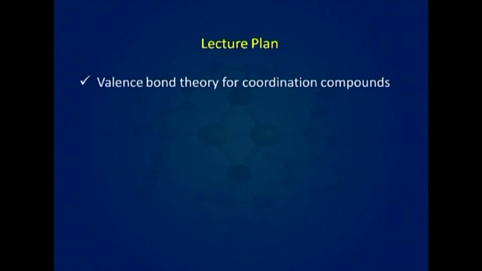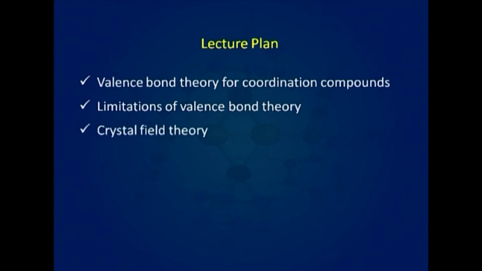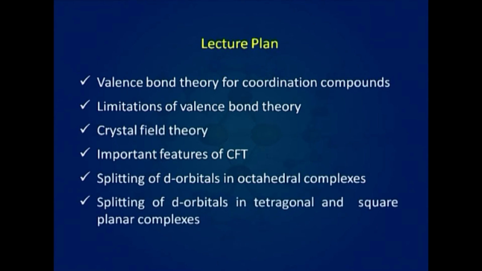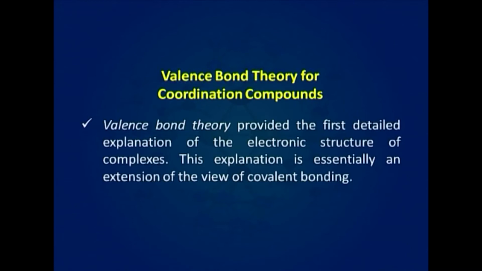Today, we are going to discuss valence bond theory for coordination compounds, limitations of valence bond theory, crystal field theory, important features of crystal field theory, splitting of d orbitals in octahedral complexes, and splitting of d orbitals in tetragonal and square planar complexes. Bonding theories for coordination compounds should be able to account for structural features, colors and magnetic properties. Valence bond theory provided the first detailed explanation of the electronic structure of complexes.